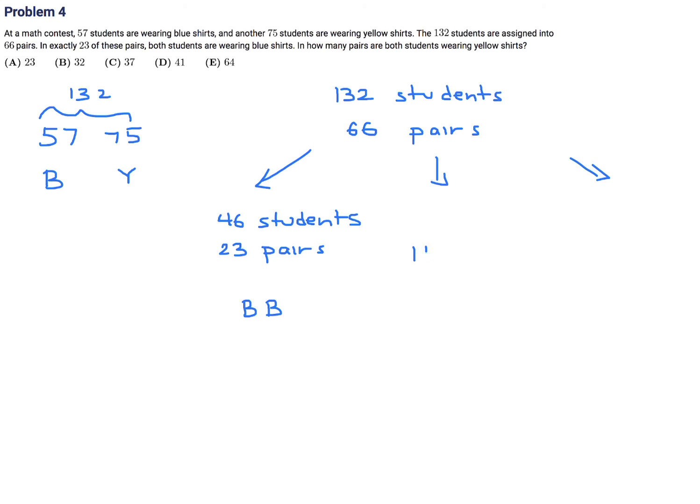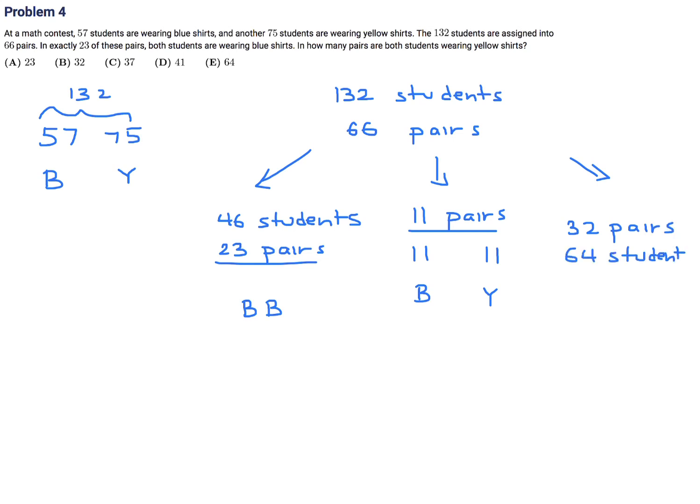So we have 11 students here that are wearing blue. And they have to be paired with 11 students that are wearing yellow. So that's 22 students, and that's 11 pairs. So I have 23 pairs here, 11 pairs here. So 66 minus 23 minus 11 would give me the remaining pairs, and that is 32 pairs. So that's how many pairs are remaining, and that's 64 students.